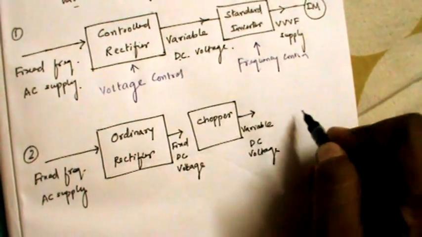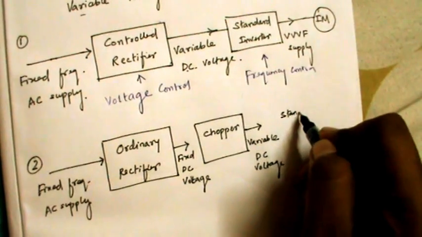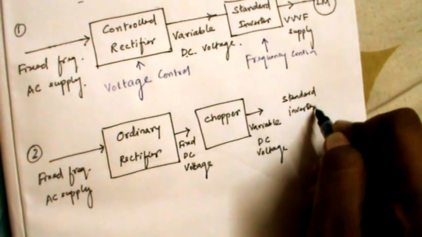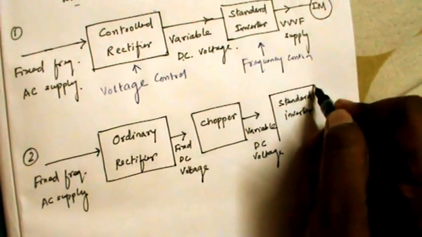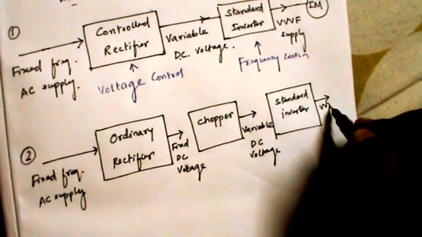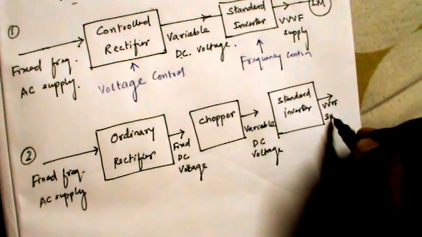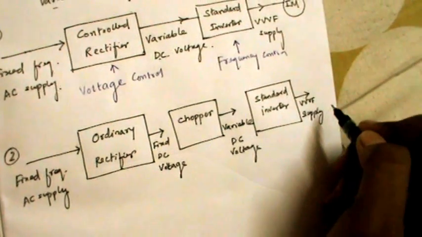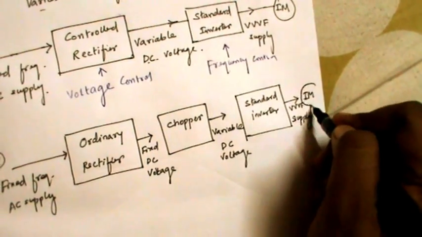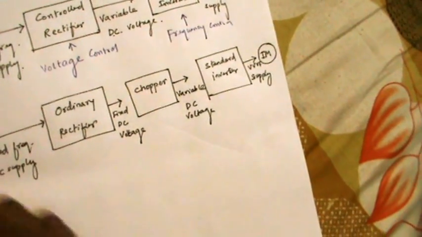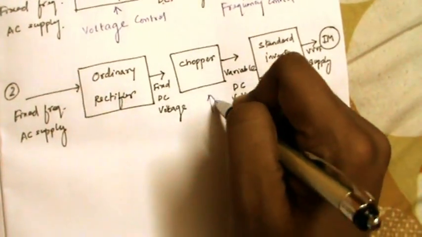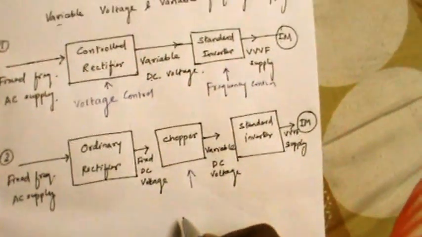Now here we again use a standard inverter which will help us with the frequency control. Then we feed it to the induction motor. So here we again obtain one triple V supply. Now you must be very much aware of the fact that this chopper is here for the voltage control.